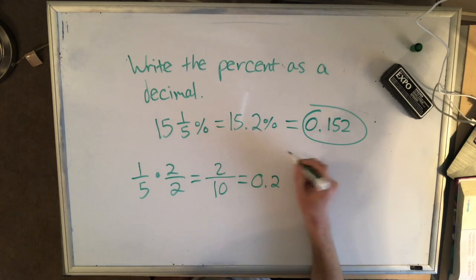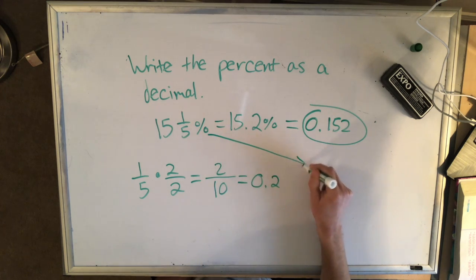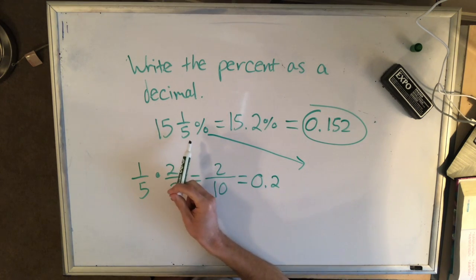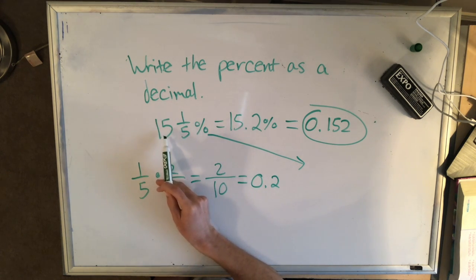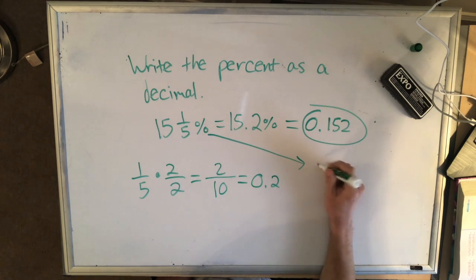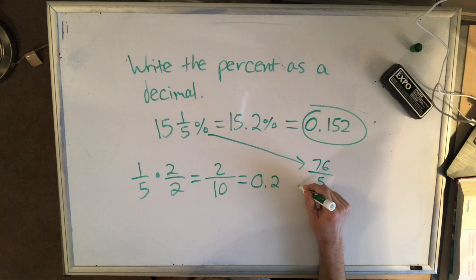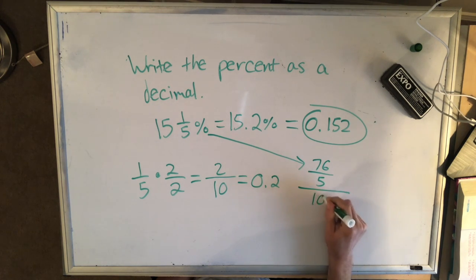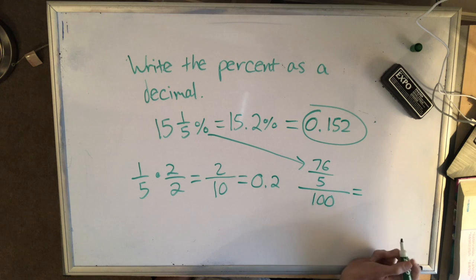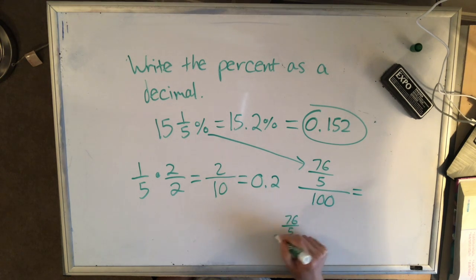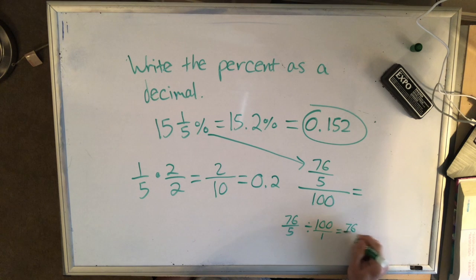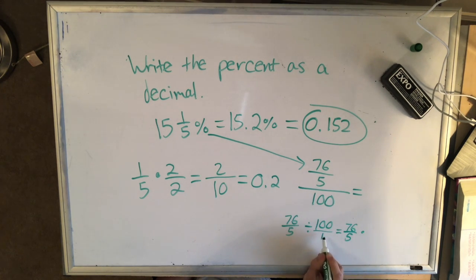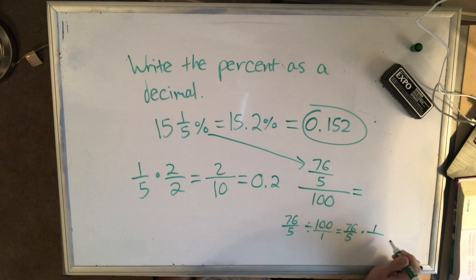Another method is to convert it into an improper fraction by multiplying the bottom number and the whole number and adding the top number. So 5 times 15 is 75 plus 1 is 76, so that's 76 over 5. And percent tells you how many hundredths you have, so make it over 100. A fraction line means division, so that's 76 over 5 divided by 100. You can make that over 1. To change it to multiplication, flip the fraction to the right of the division symbol, so that's 1 over 100.